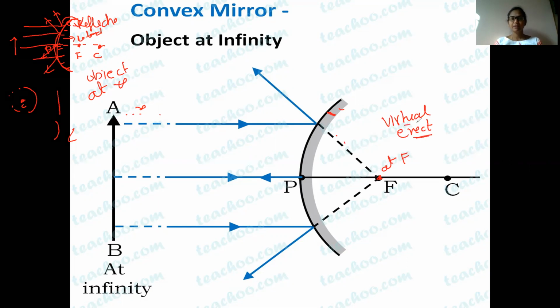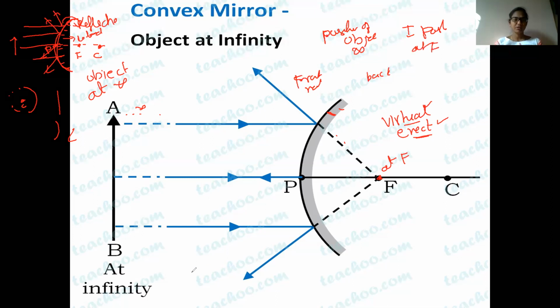So this is an erect image and a virtual image. When the image forms on the same side of the mirror, in front of the mirror, we call it real, but when it forms at the back side of the mirror, we call it virtual. An erect image will form when the object is at infinity, and the image will be formed at the focus. So only try to understand the position of the object: at infinity, the image position is at the focus.